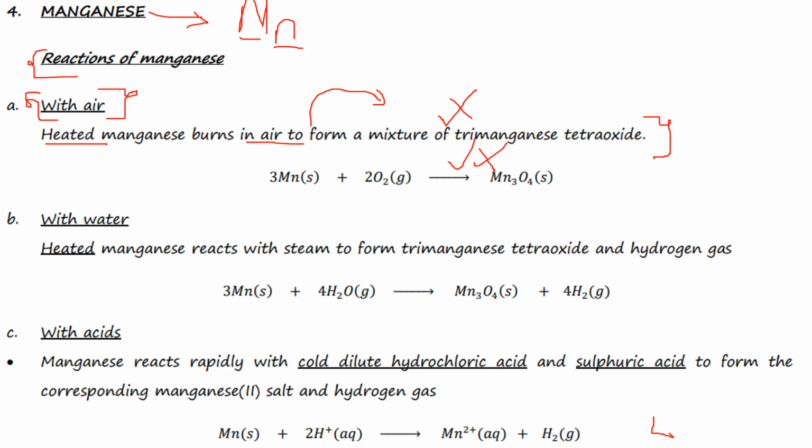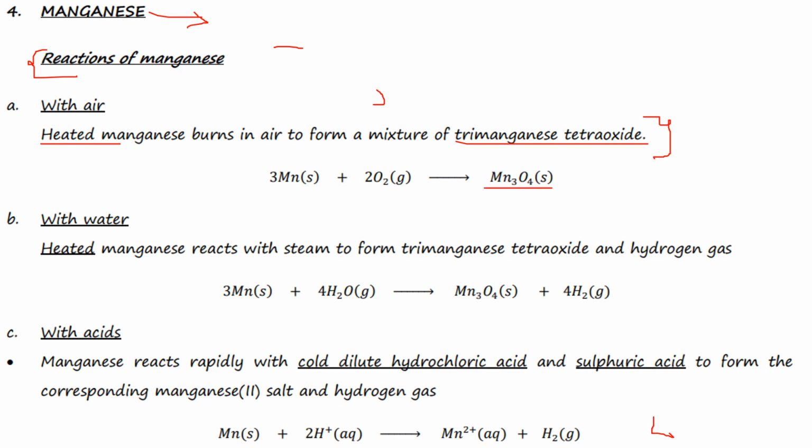So what you're going to do is say that manganese is going to burn in air, forming a mixture of trimanganese tetraoxide. If you look at this statement, our condition is heating, and we also gave a product which is always formed when manganese is burnt in sufficient air, which is going to be trimanganese tetraoxide, which is denoted by this formula.